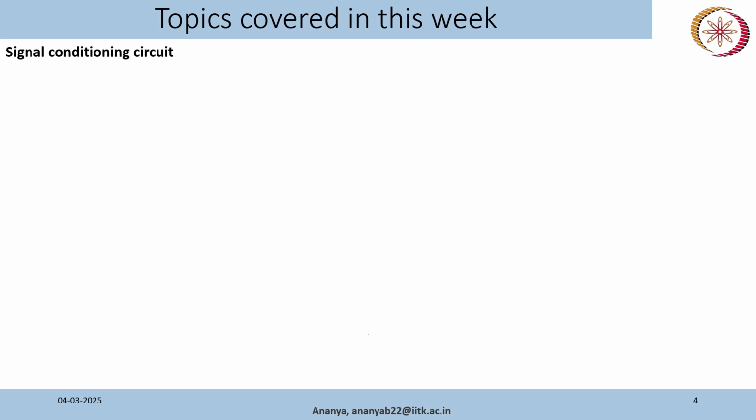Next topic that was discussed, signal conditioning circuit. I mentioned earlier that we don't use a sensor alone. We try to make a system out of it. So how do we do that? The basic block diagram was like, we take the output of a sensor, we feed it to some circuit that makes some decision, and based on that, the input to some actuator is given. But before using the output of a sensor, sometimes we need to do signal conditioning.